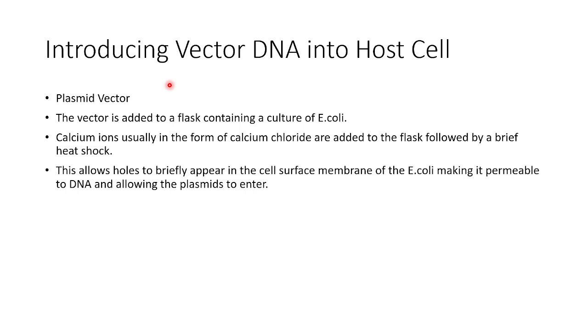Now after the ligation process is complete, you have to transfer the DNA into the host cell. So you have the plasmid vector. The vector is added to the flask containing the culture of E. coli, and calcium ions, usually in the form of calcium chloride, are added to the flask followed by a heat shock. That's the process of transformation.